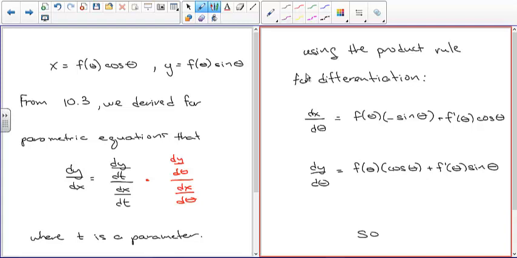It's the derivative of the relationship between r and theta for the curve times the cosine of theta, and then the derivative of the relationship between r and theta times the sine of theta. And you can do the same thing for both x and y. So dx, up here I'm taking x equals f of theta cosine theta.